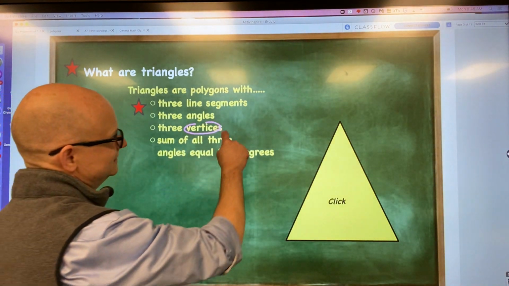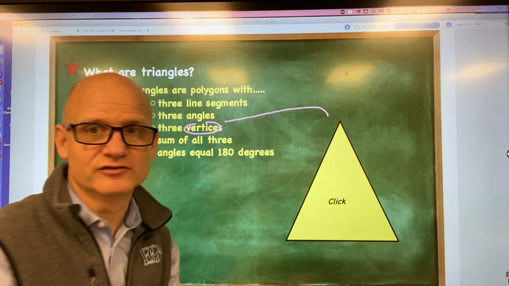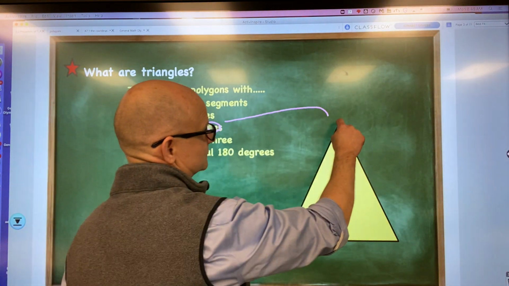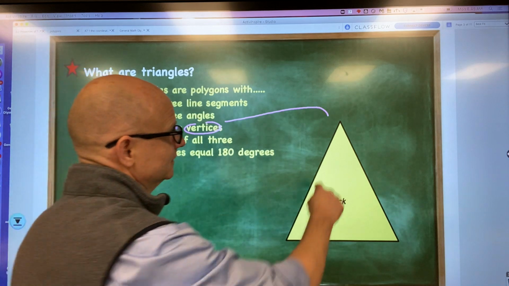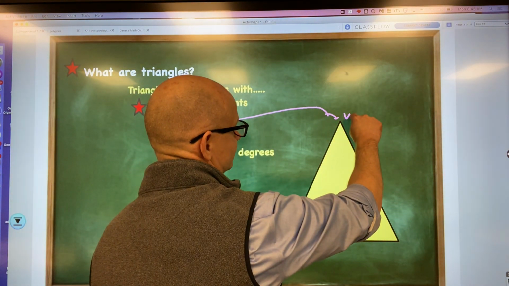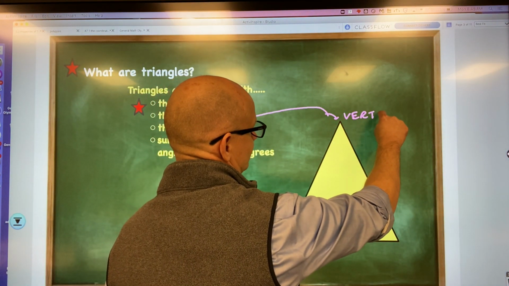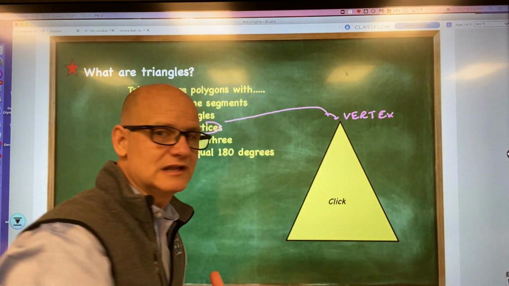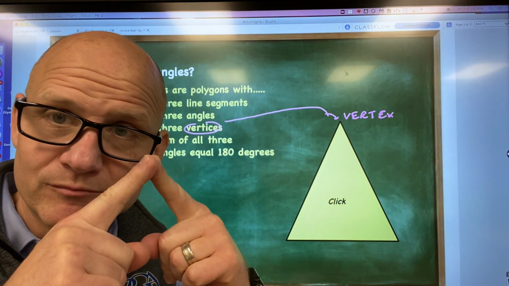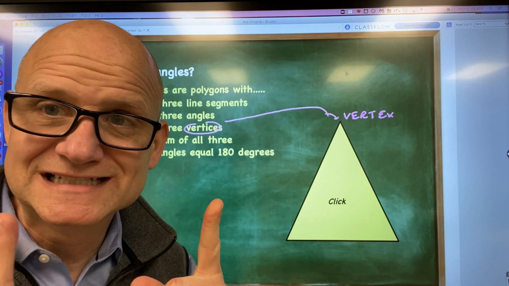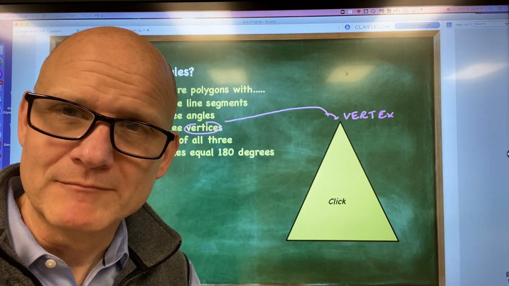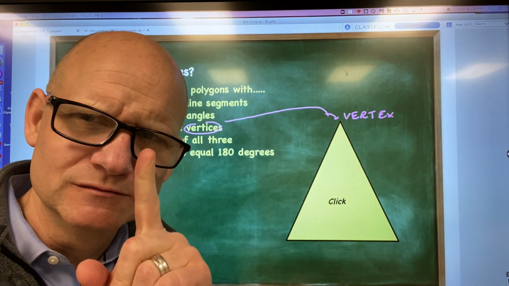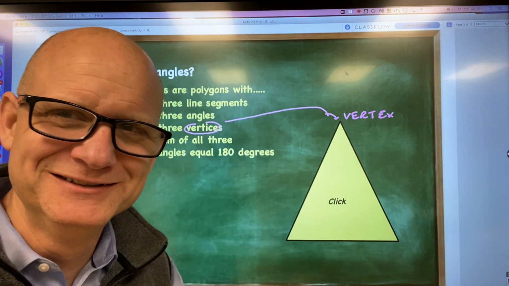Now, what's a vertices? Well, vertices is plural for vertex, and vertex just means where two lines or line segments meet at a common point. Like right there is a vertex. It's where you have two lines or line segments that meet at a common point. And so when you say vertices, that's plural. Like when you say mice to mouse, mice.